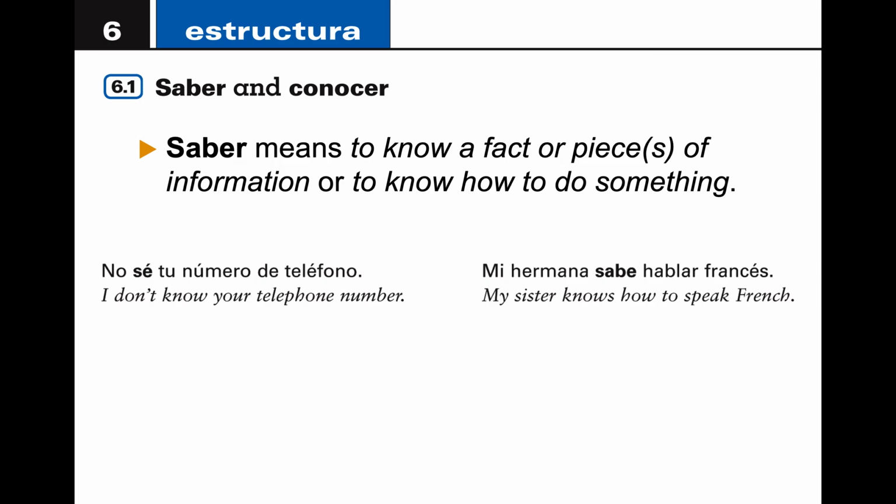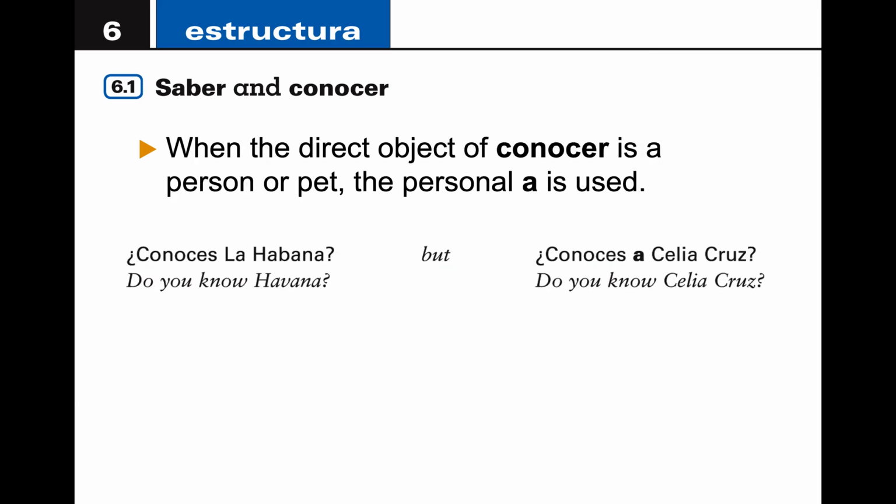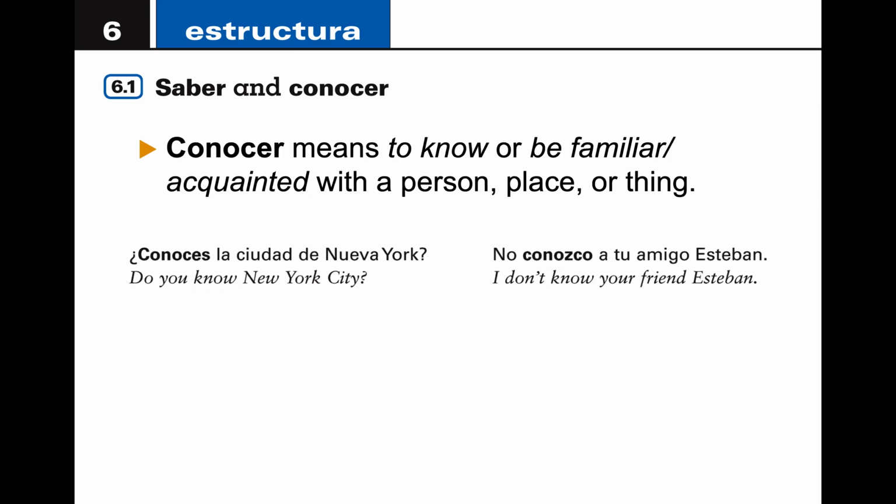Saber is used when you're knowing something that is a fact or a piece of information or how to do something. So this is a very concrete way of conceptualizing know. So something like, I don't know your telephone number, is a concrete piece of information. If you say, mi hermana sabe hablar francés, she knows French. French is a concrete, graspable thing. So saber works there.